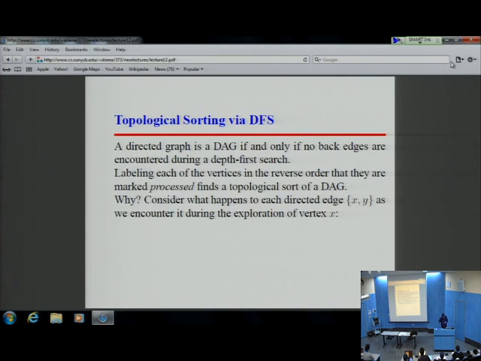Well, suppose we did a depth-first search of a graph. We talked about depth-first search last class. When we talked about it, we were talking about it for undirected graphs. But there's no reason why you can't do a depth-first search of a directed graph. A lot of the same properties, things get subtle, but a lot of the same basic properties emerge.